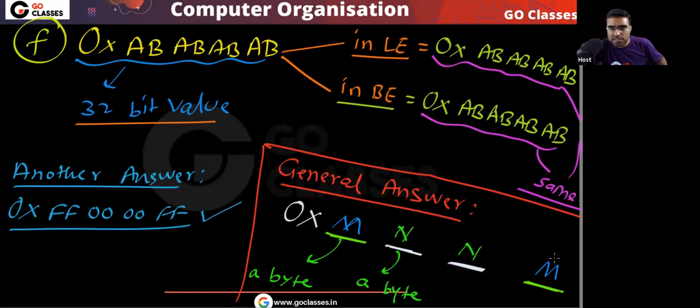Now you can see this is a 32-bit value. In the little endian, in the big endian, this will represent the same unsigned value. Yes or no? Is this clear? So this is your general answer for this question. Okay, so that's it.